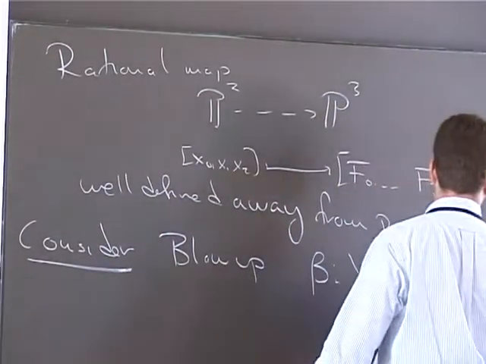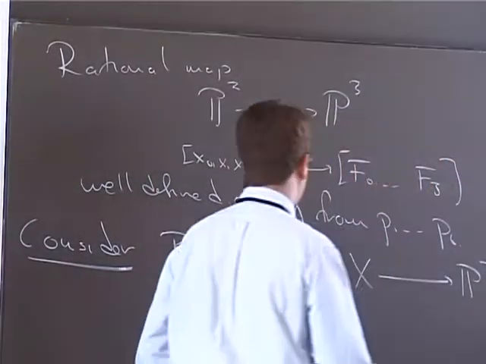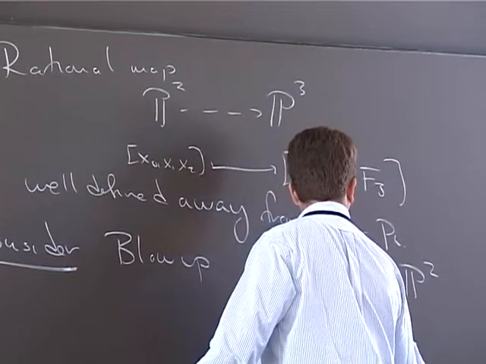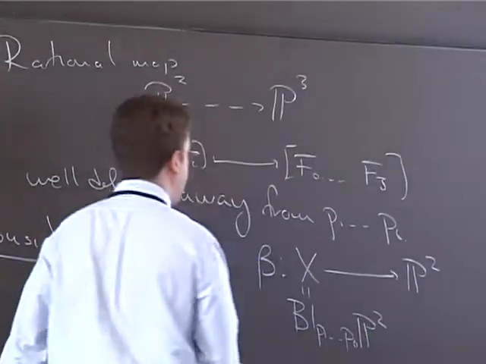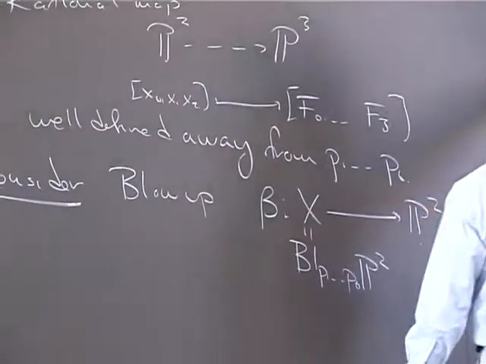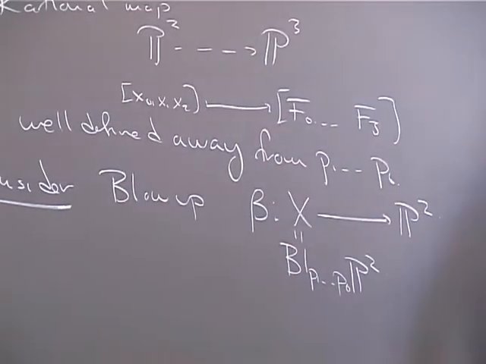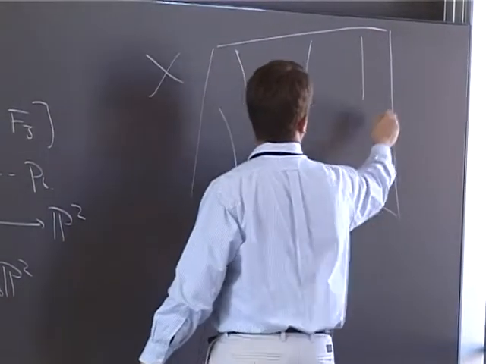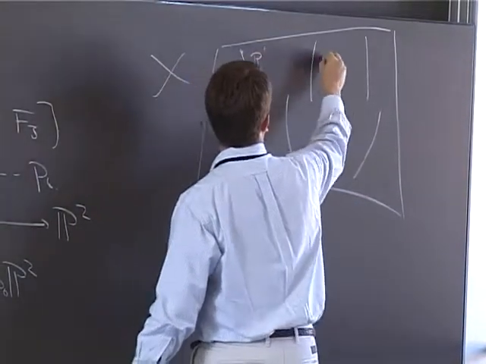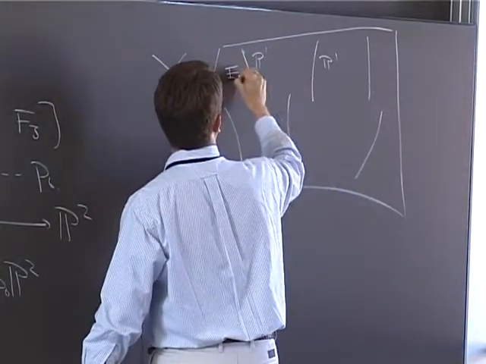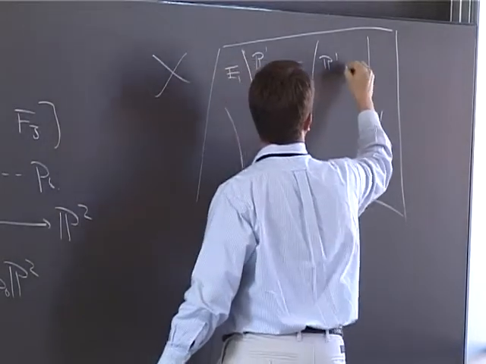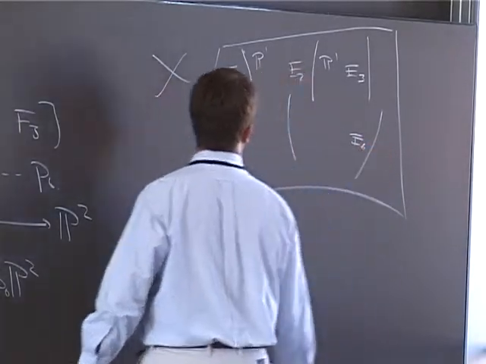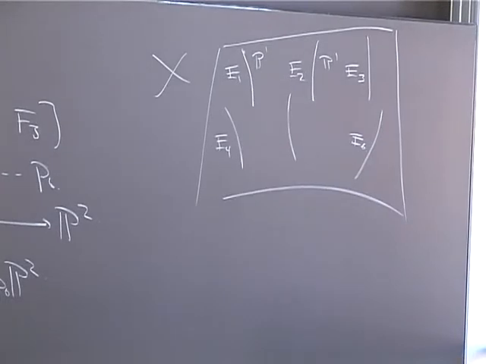Beta from X to P2. So this is just the blow-up at our 6 points. So the way to think about X is that where before I had a point, now I have P1s. And I'm going to denote these P1s by E1, E2, E3, all the way up to E6. So we have these exceptional curves.